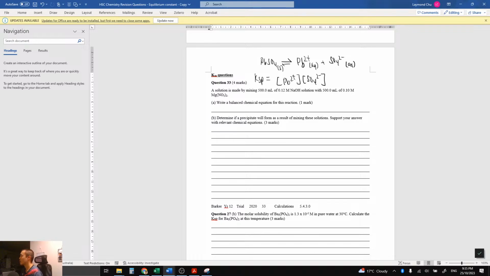Now, question 33. A solution is made by mixing 500 milliliters of 0.12 molar NaOH solution with 500 ml of 0.1 molar magnesium nitrate. Write a balanced chemical equation for this reaction. So NaOH aqueous plus Mg(NO3)2. Now this is a precipitation reaction. So what precipitate do we get? We get Mg(OH)2 plus NaNO3.